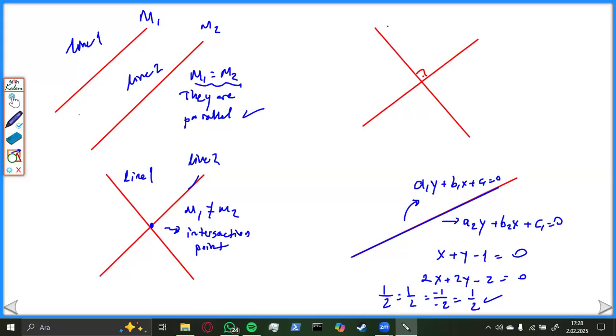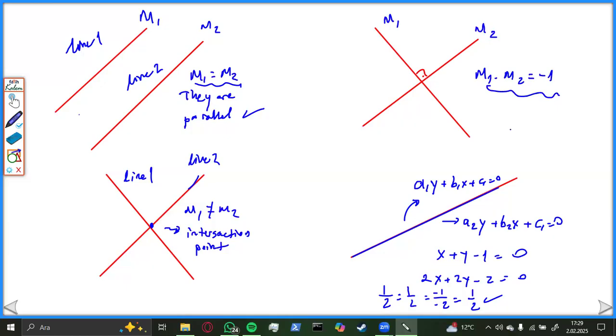Yes, be careful. If you see they are perpendicular to each other, assume that one gradient is m1 and the other one is m2. That time m1 times m2 is minus 1. Okay, this is very important. I'd like to emphasize this one more time. The multiplication of the gradients is minus 1. So, as you can easily realize, by checking the lines, you can also check the positions of lines.